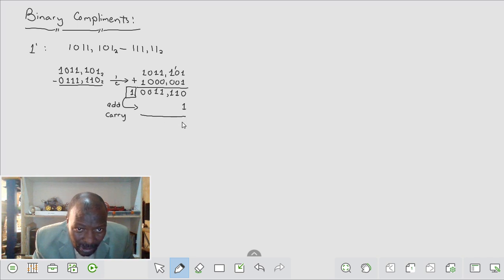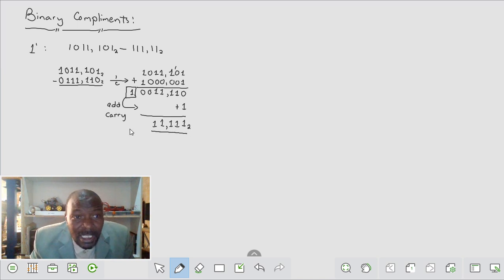That is a 1. When we add this carry, that is a 0, that is a 1, comma, 1, 1. Now what I'm saying to you is that this will be our answer. This here, with the little 2, is our answer.